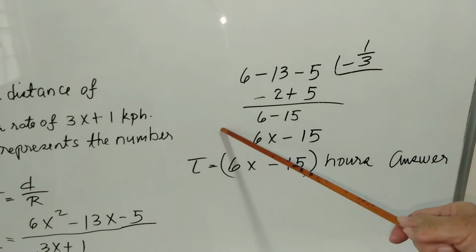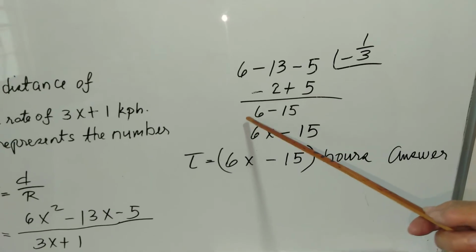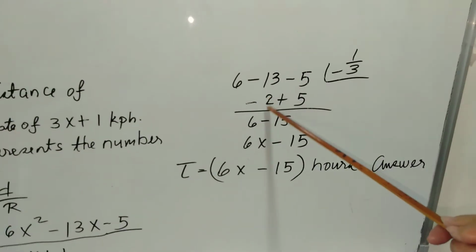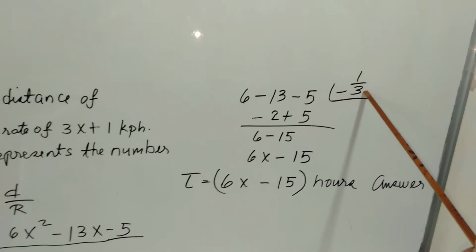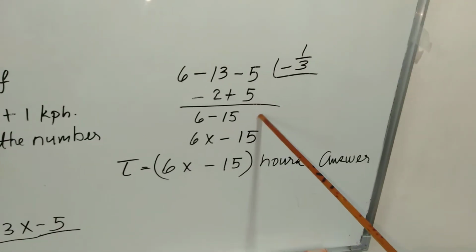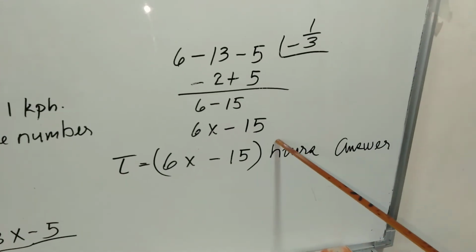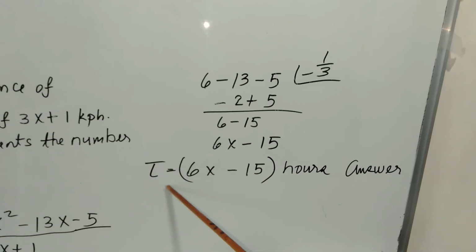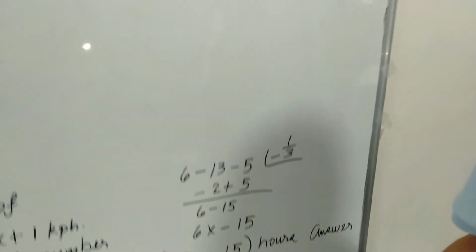In doing the synthetic division, we again bring down the leading coefficient 6, multiply it by negative 1/3, we get negative 2. We add, we get negative 15. When we multiply negative 15 by negative 1/3, we get 5. When we add, we get 0, so the remainder cancels out. Our answer is 6x minus 15. So this will be our answer for the number of hours: the total number of hours is equal to 6x minus 15. That's how we use synthetic division.